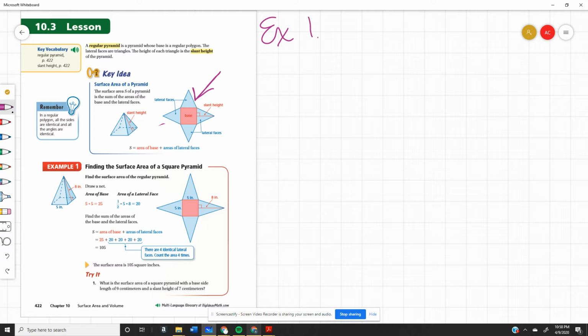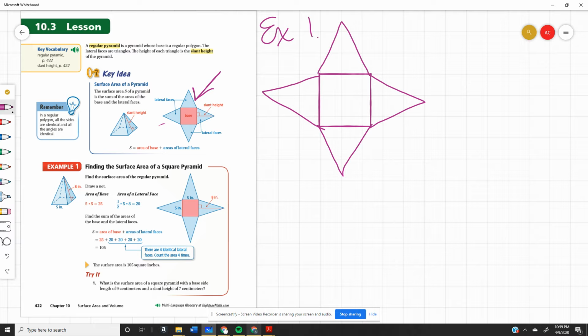In example 1, it wants us to find the surface area of the regular pyramid. Here we have this pyramid, and it wants us to first draw a net. So the first thing we're going to do is draw a net. We have a square, and then this square has faces on it. The square is our base, and then we've got 4 triangular faces, lateral faces, that make up the sides of our pyramid. The square has sides of 5 inches, and the triangular faces have slant heights of 8 inches.